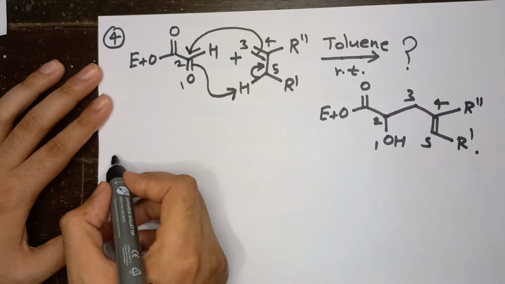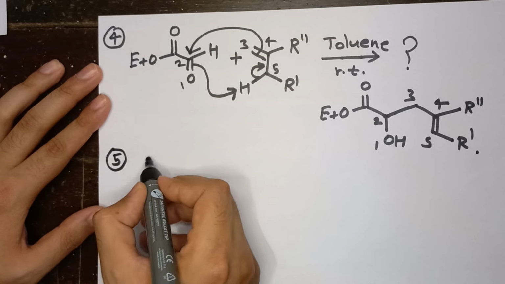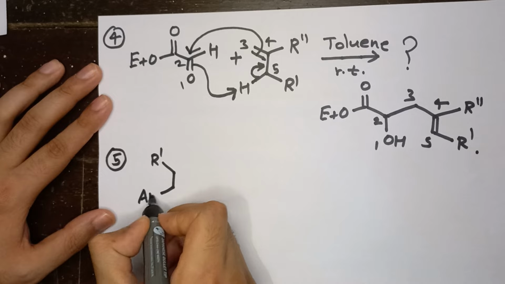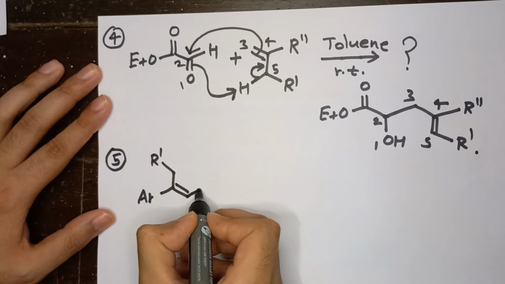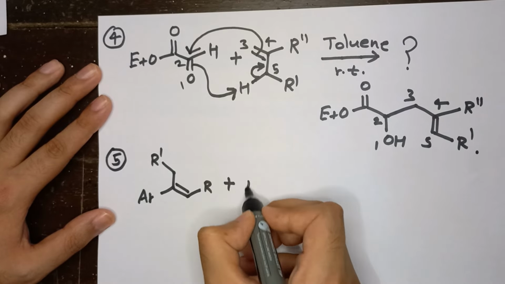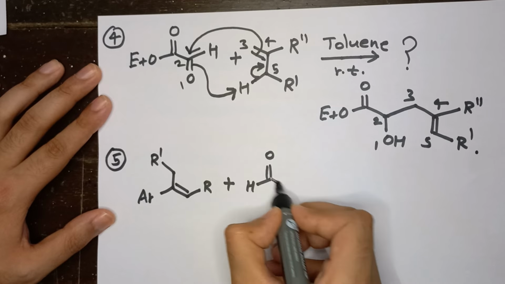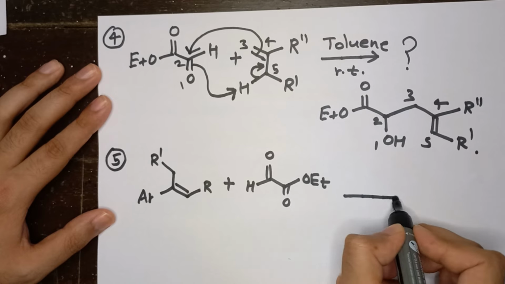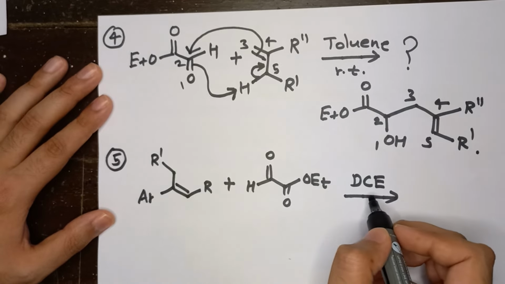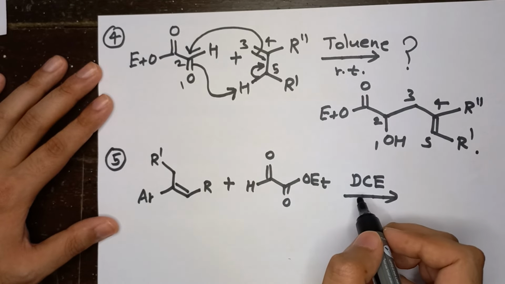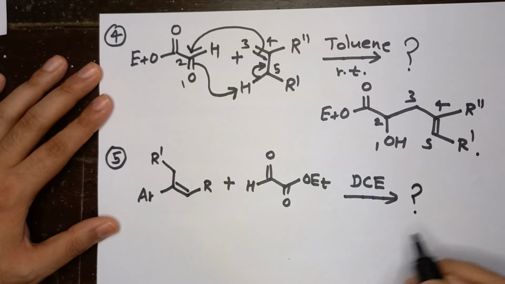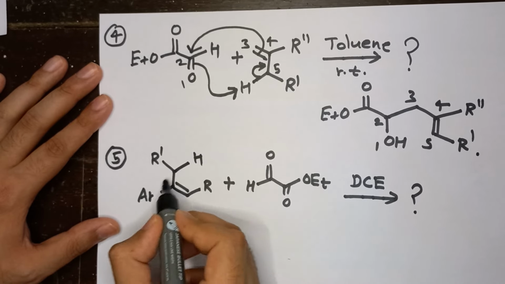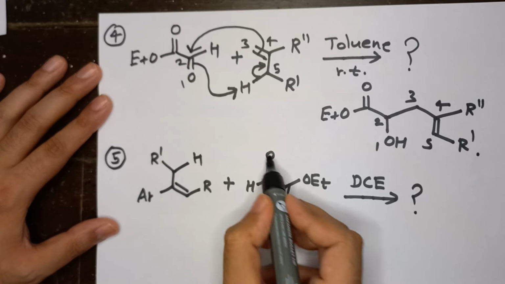Okay, here's another question. So this is my alkene, and I'm reacting it with this molecule in presence of DCE as a solvent. DCE is dichloroethane. So what is the product? So we have a hydrogen here. This is a carbon next to the alkene. We have aldehyde and ester.